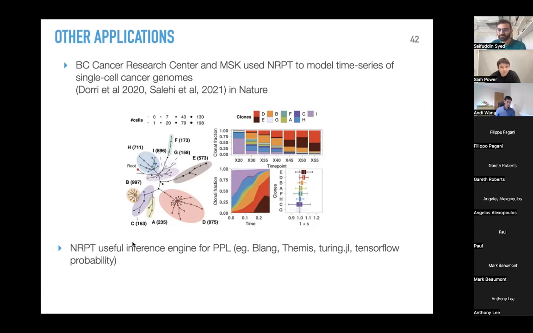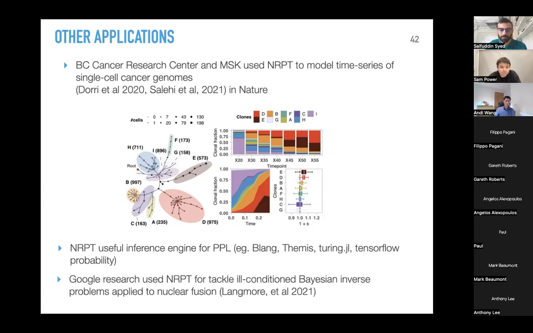Because of this black box nature of our work, this is a useful inference engine for probabilistic programming. Blang and Themis are two probabilistic programming languages, in phylogenetics and in physics, that have actually implemented our work already. Right now, Turing.jl as well as TensorFlow Probability have implemented the non-reversible communication, but we're currently in talks of having them implement our schedule tuning algorithm as well. Google Research last year also used our work to tackle ill-conditioned Bayesian inverse problems applied to nuclear fusion.